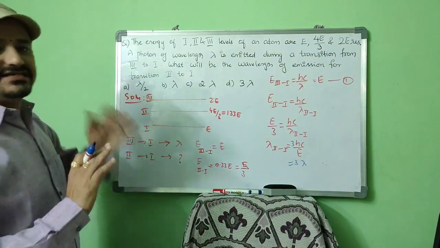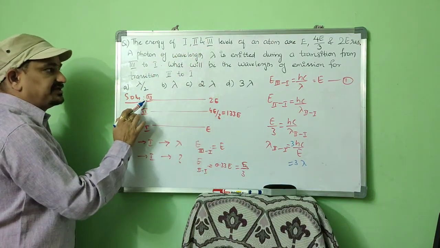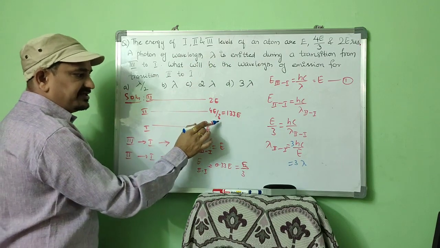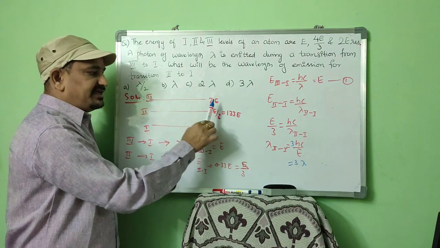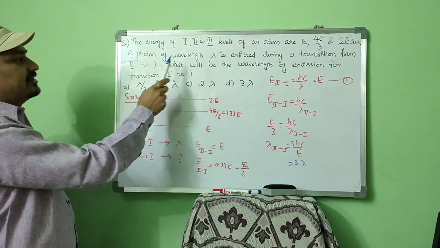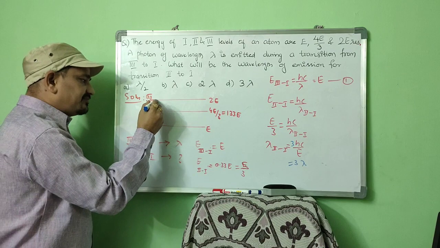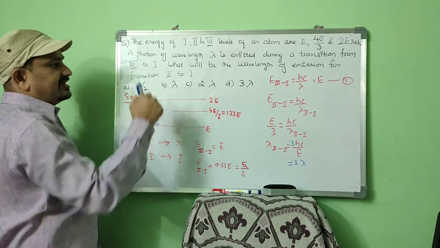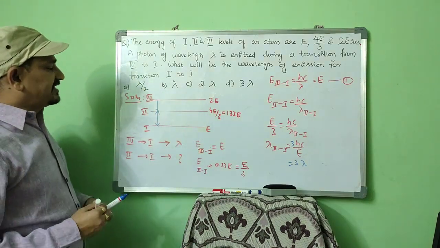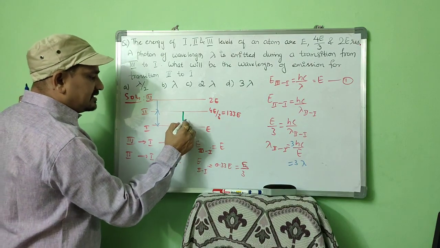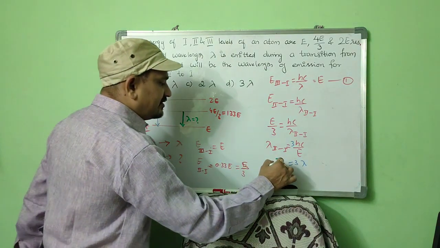Right? This is our next question. The energies of lines 1, 2 and 3 are given as E, 4E by 3 and 2E respectively, meaning E, 1.33E and 2E. A photon of wavelength lambda is emitted during a transition from 3 to 1. When an electron jumps from 3 to 1, the emitted radiation has wavelength lambda. Similarly, when an electron is jumping from 2 to 1, what will its wavelength be? This is our question.